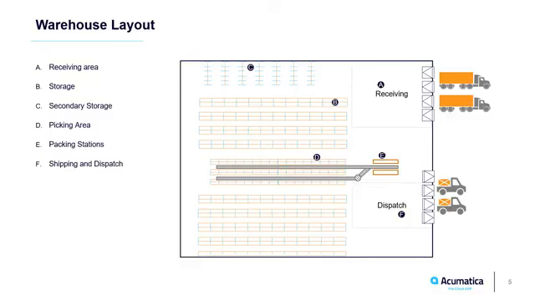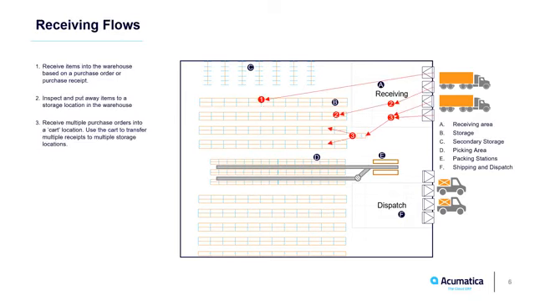In this video, I review operations associated with this sample warehouse layout. Acumatica can accommodate different processes, but I'll use this for illustrative purposes. Acumatica supports multiple receive and put away scenarios. In this demonstration, I'll receive 2 purchase orders.